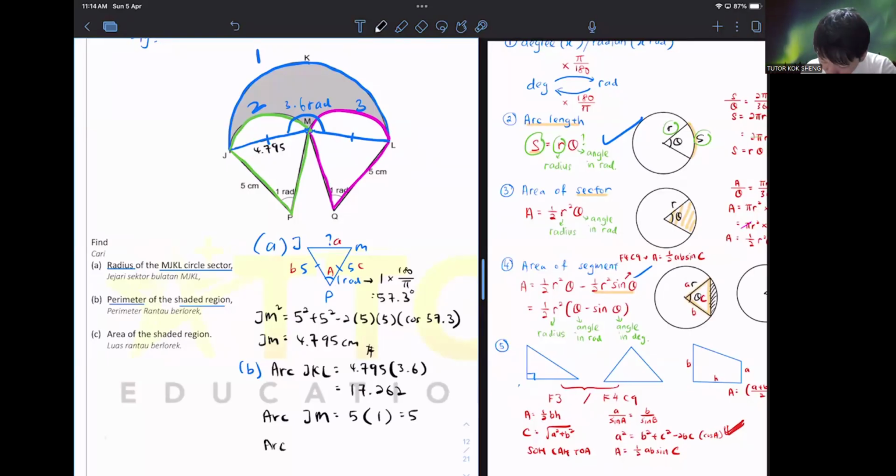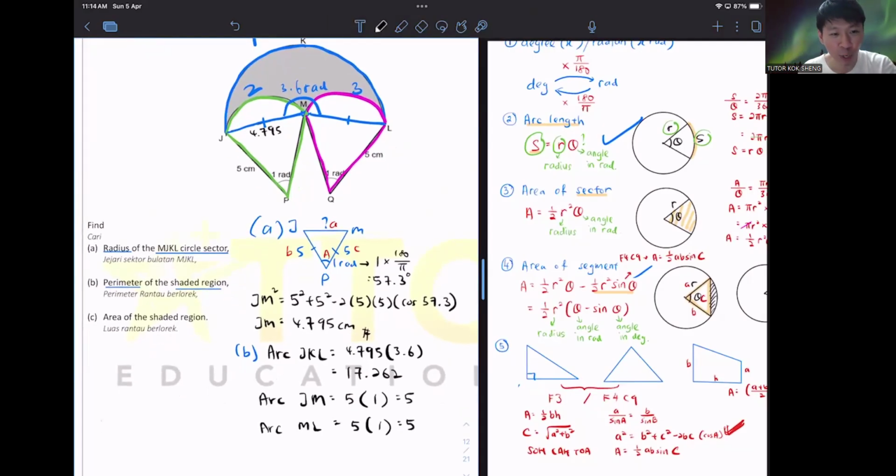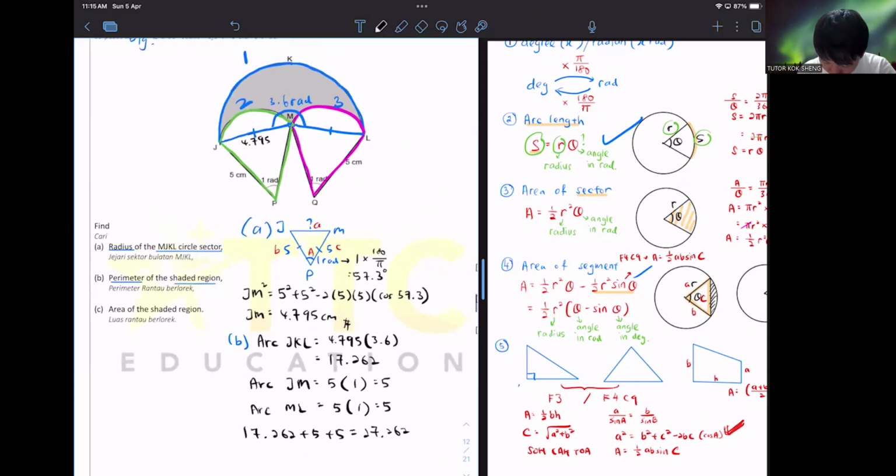The purple one, I will do ML. Radius 5 again, and theta also 1 rad. Then add these three answers together: 17.262 plus 5 plus 5, which is 27.262. This is a perimeter, so the unit is just cm.